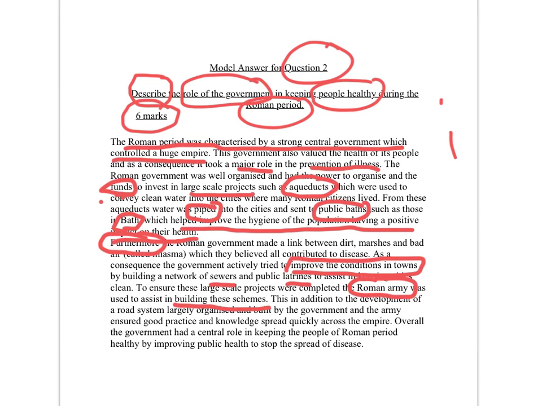So I sum up by using my last line. Can you see I'm beginning it with overall, or you can use in conclusion? The government had a central role in keeping the people of the Roman period healthy by improving public health to stop the spread of disease. And I've linked that back to make sure that I'm focusing on the question there. Okay.